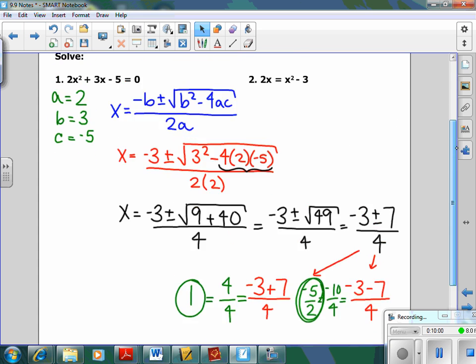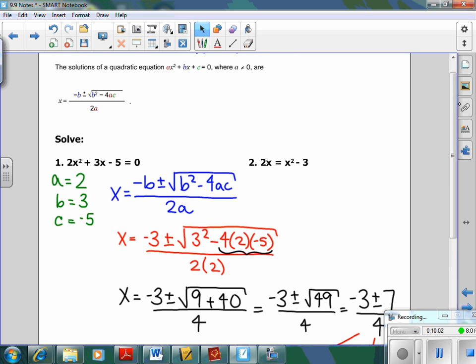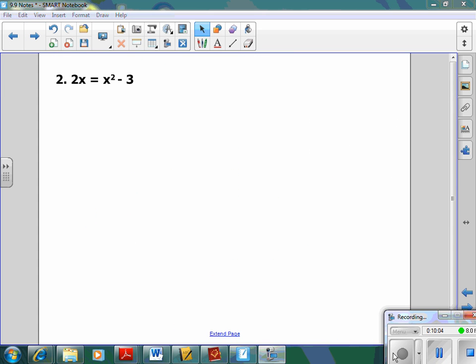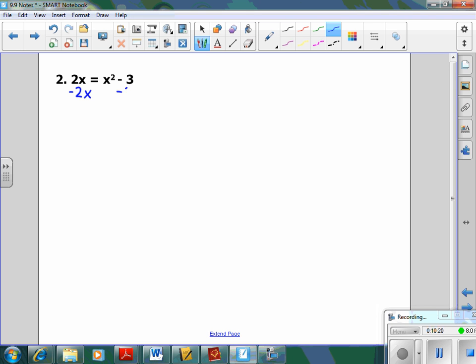So let's do another one together. Let's do number 2. I'm going to put it on a different page so we have some more room, but the first thing that I notice is it doesn't equal 0. Always make it equal to 0. So since x squared and negative 3 are already on the right side, let's put 2x on the right side also. So I'm going to subtract 2x from both. And now I get 0 equals x squared minus 2x minus 3.